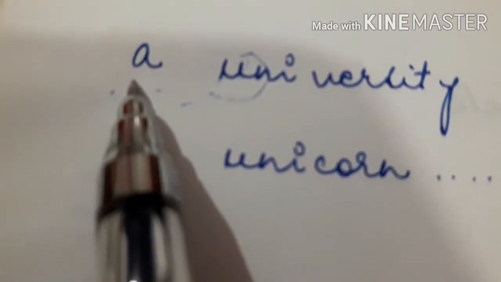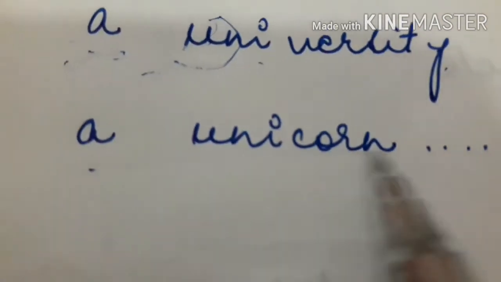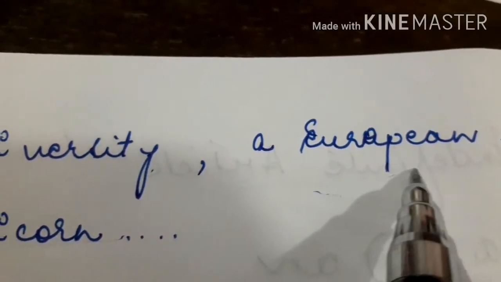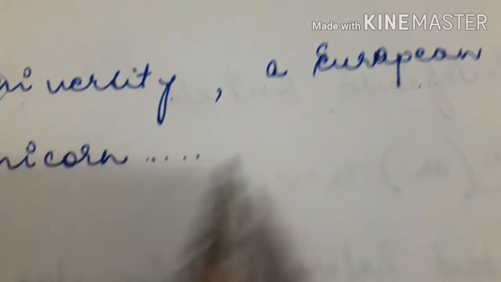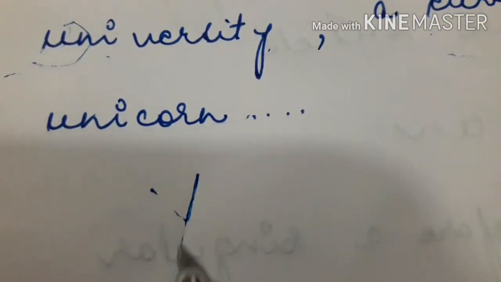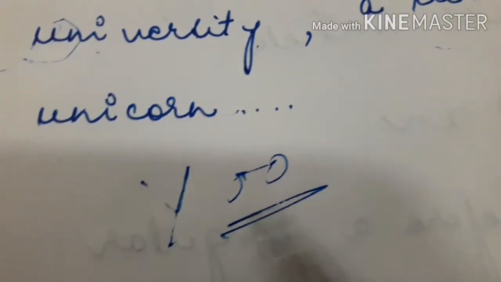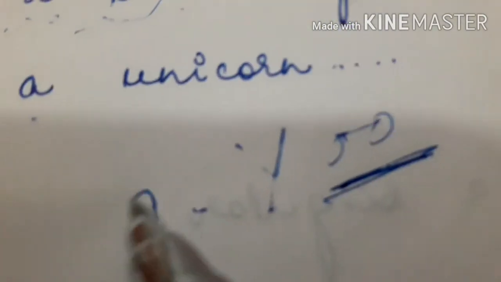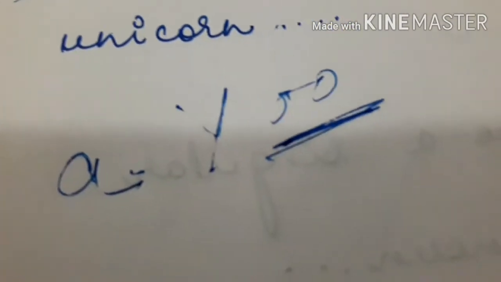Now let's look at a very important fact. These words, though starting with vowel letters, take the article a: a university, a unicorn, or a European. Why? Because they are not vowel sounds. The U sound, or yoo sound, is not a vowel sound. So before it, use the article a.